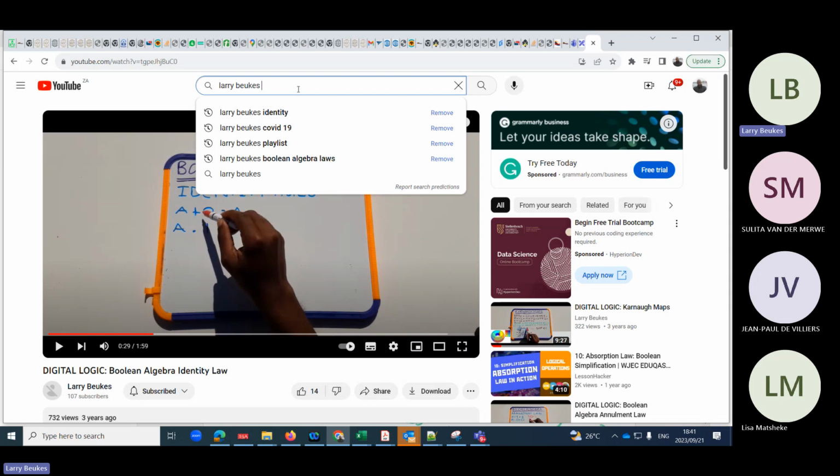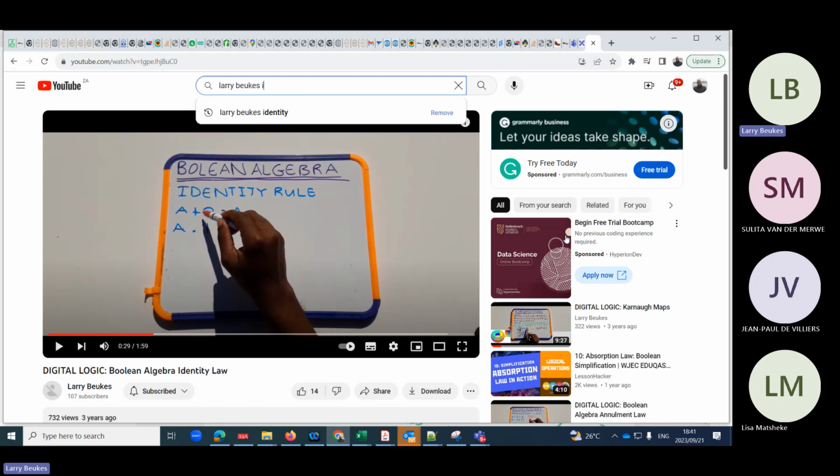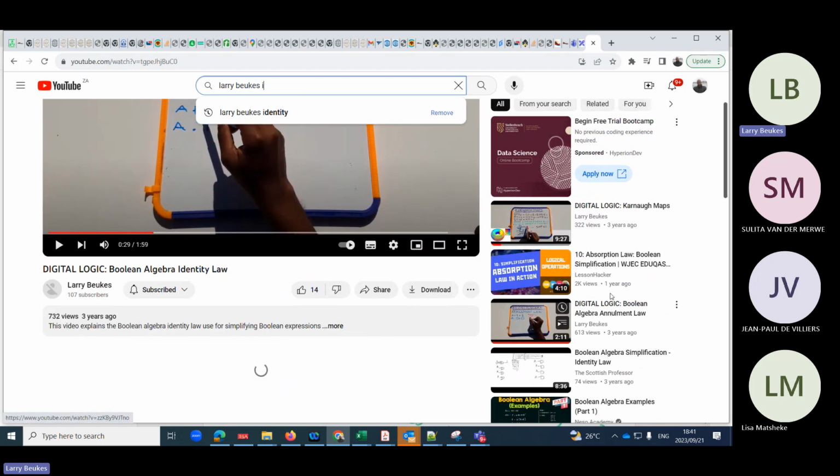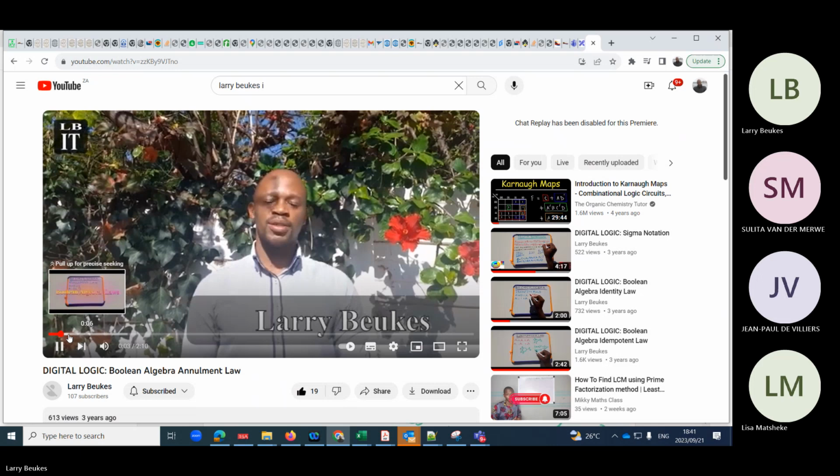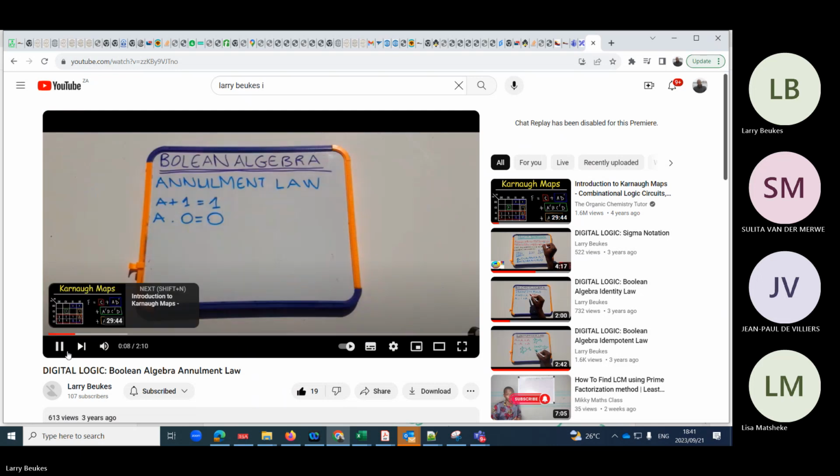The next law will be the idempotent law. You know, we have annulment. Okay, let's look at the annulment law first. The annulment law says A ORed with a 1 is equal to 1. A ANDed with a 0 is equal to 0. So it says in an OR gate, but I'm going to draw it for you now. A plus 1, A or 1, is equal to 1. Let's draw it.